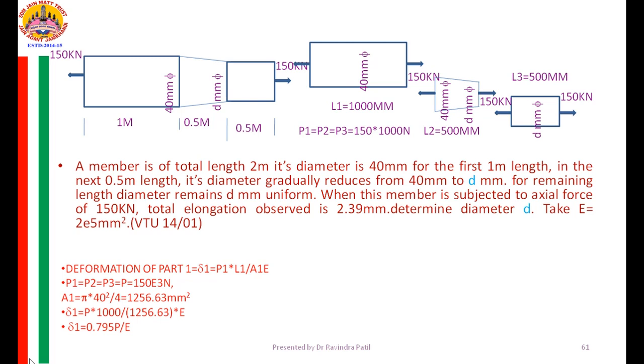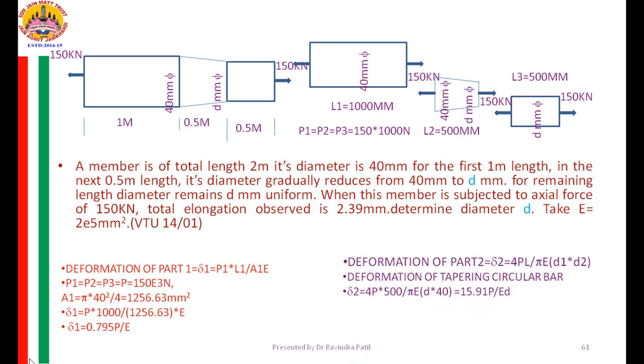Area of the first part, 40 mm diameter, therefore it is pi d square divided by 4. Hence substitute all these. I want to substitute the value of P and E, as they are common at the end, I kept them as they are. Therefore del 1 is equal to 0.795 P divided by E. Then go for the second part.